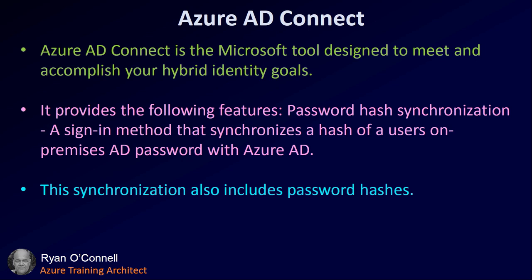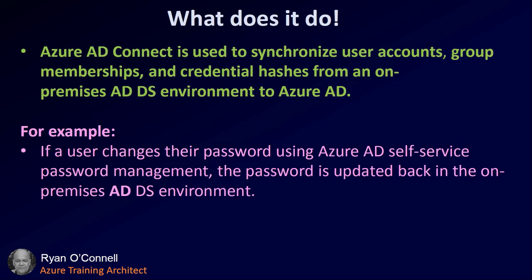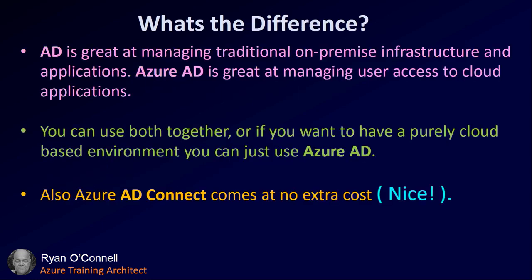AD Connect is a tool from Microsoft that is designed to meet and accomplish your hybrid identity goals. It provides the following features: password hash synchronization, a sign-in method that synchronizes a hash of users' on-prem AD password with Azure AD. The synchronization includes password hashes. AD Connect is used to synchronize your user accounts, groups, memberships, and credential hashes from an on-prem AD environment to an Azure environment. For example, if a user changes their password with Azure AD self-service password management, the password is updated back on the on-prem AD DS environment.